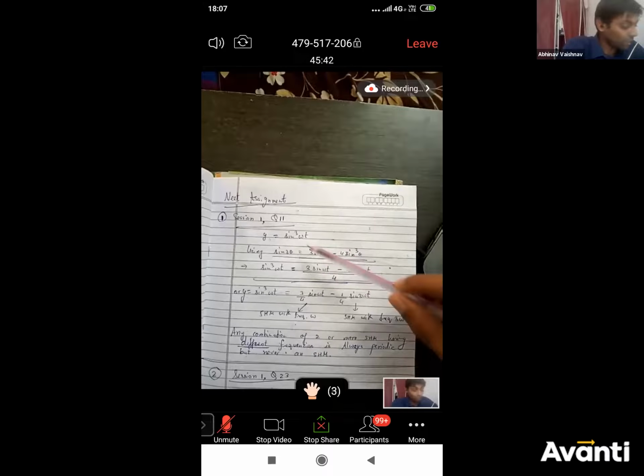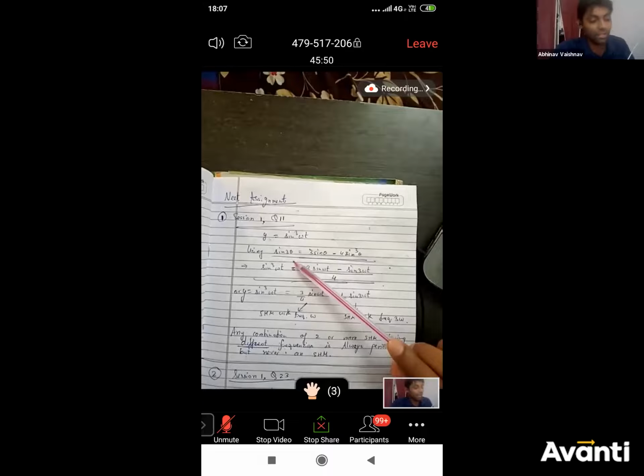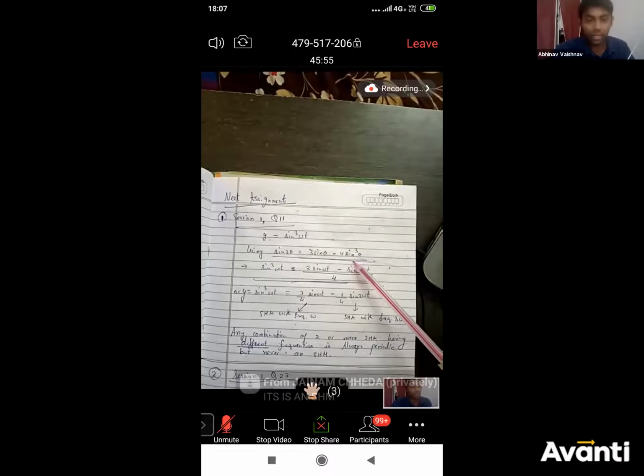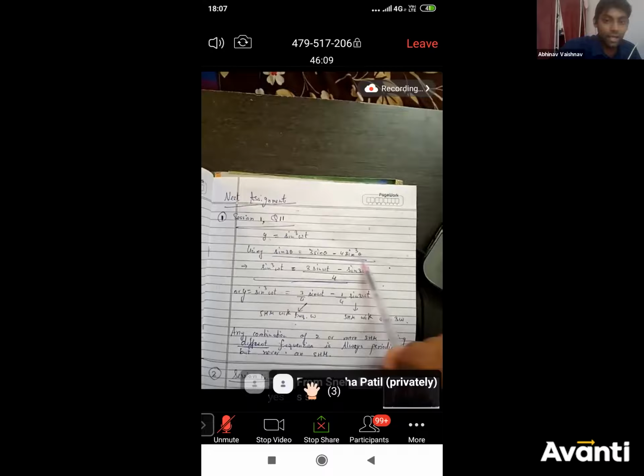So we'll use a trigonometric identity that you would have studied earlier, that is sine 3 theta equals 3 sine theta minus 4 sine cube theta. Do you know this identity? Yes or no? Tell me quickly. Have you studied this? I'm assuming everyone would have studied this in trigonometry. So okay, fine. We'll use this.